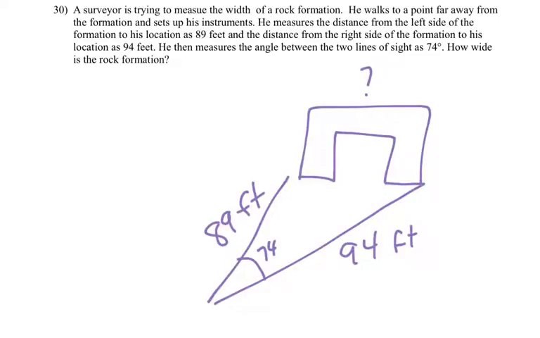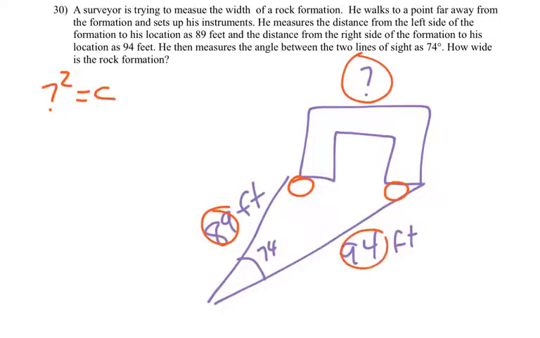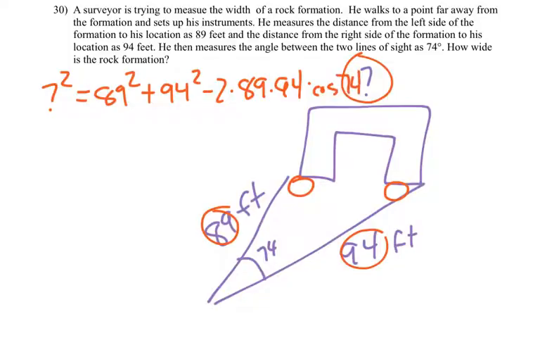Okay, classic law of cosines. I don't know this angle or this angle, so I can't use law of sines. So I'm looking for that side. But this is the one we like, because that rock formation squared is equal to our two adjacent sides, 89 squared plus 94 squared minus 2 times 89 times 94 times the cosine of 74 degrees.